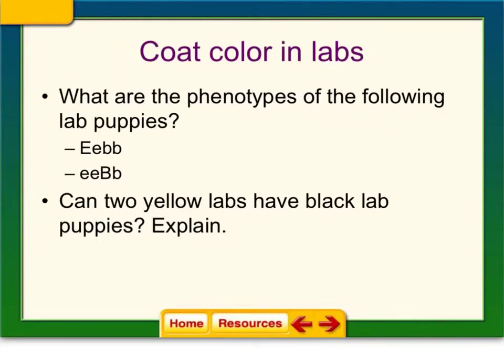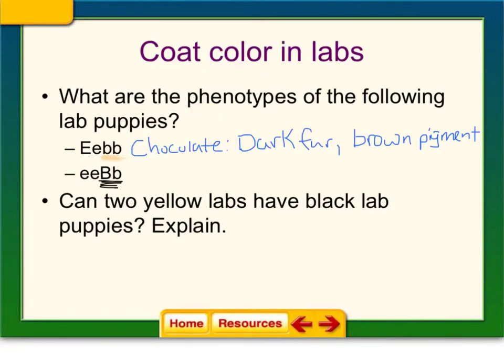Okay, you will never have to do a Punnett square with epistatic genes, which is good news for some of you. But you will have to look at their phenotypes and genotypes and answer some questions. So let's do some practice. This first one says, what are the phenotypes of the following lab puppies? Pause if you're going to.